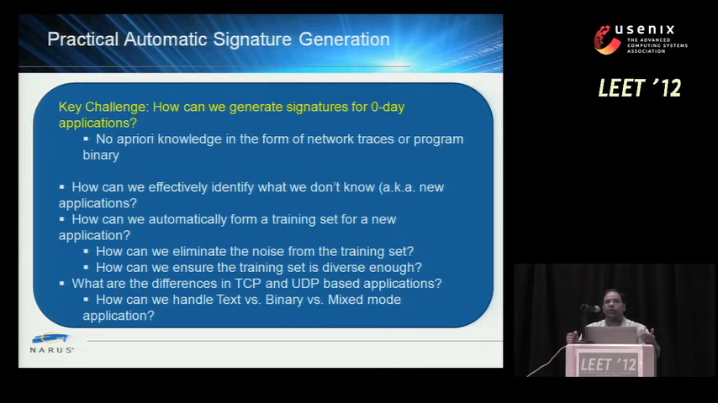Also, how do we ensure that the flow sets that we are creating for training purposes have enough diversity of flows so that we can capture different modes of the application, and at the same time are representative of the application? Another crucial problem is how do we handle applications that are run over TCP versus those that are run over UDP. Another important question is how do we handle applications that are text-based versus applications that are binary-based or run in mixed mode.